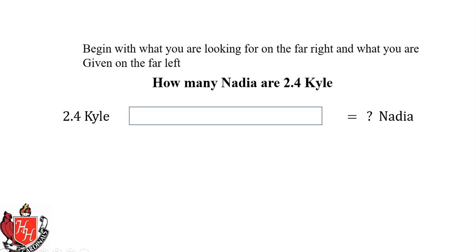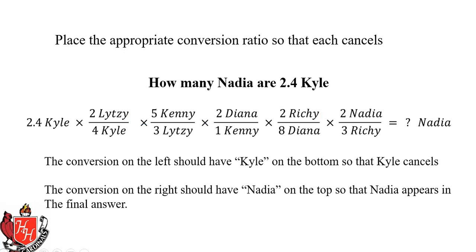So there you go. You start off with what you know. That's 2.4 Kyle over on the left. What you're trying to find, that's some number of Nadia over on the right. And now you're going to put conversion factors in between, and it looks like this. So let's look at this. So 2.4 Kyle times 2 Litzy over 4 Kyle.